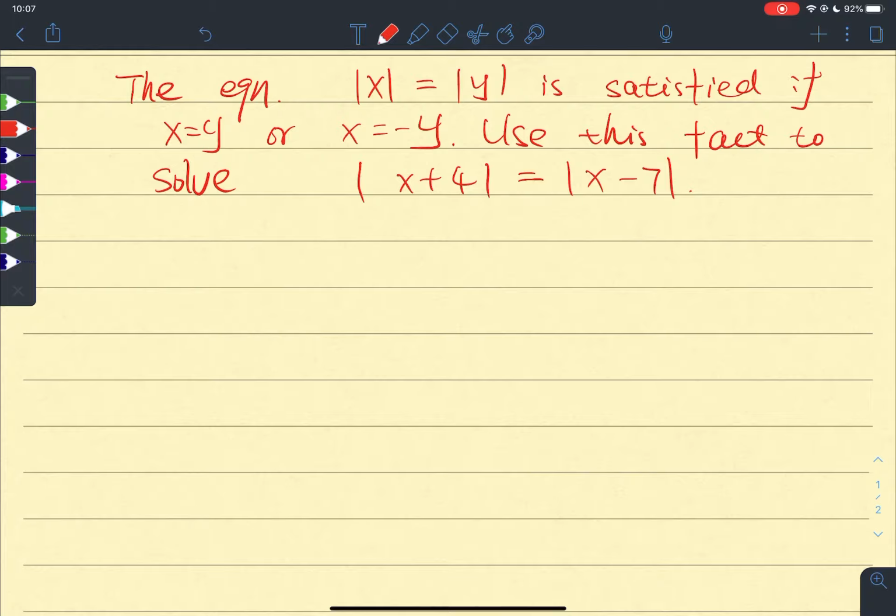Let's discuss this problem from homework, section 1.2, problem number 3. The problem basically says if you have an equation absolute value of x equals absolute value of y, it is going to be true if either x is the same as y or they have only a difference of the sign. So we want to use this fact to solve the equation that's given here.